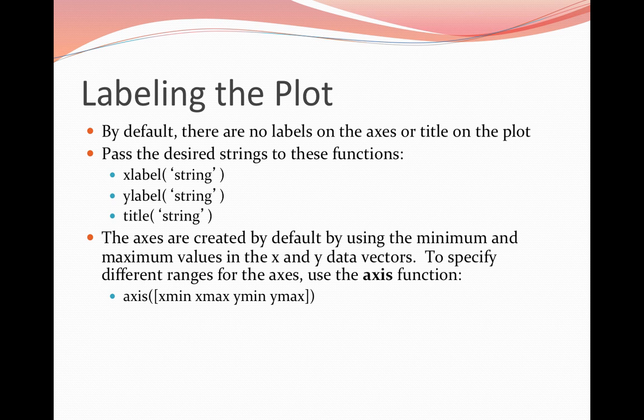What MATLAB does is it creates the x and y axes by default using the values from your x and y data vectors, so using the minimum and maximum values from those vectors. What that means is that some of the points end up being right on the axes, and therefore it's kind of difficult to see them. So if you want to specify different ranges for the axes, for example, if you want to create a little space around all of your points so you can see all of them, you can use the axis function. You pass to the axis function a vector that has 4 numbers in it. The first 2 are the minimum and maximum values that you want for the x, and the last 2 are the minimum and maximum values for the y.